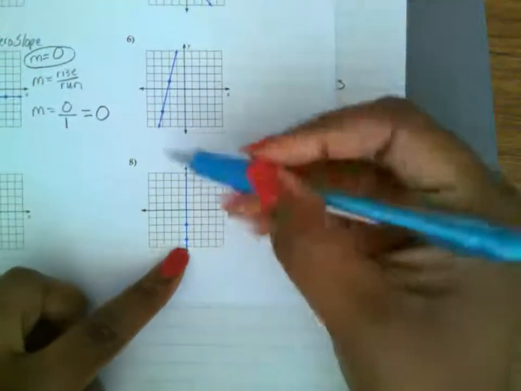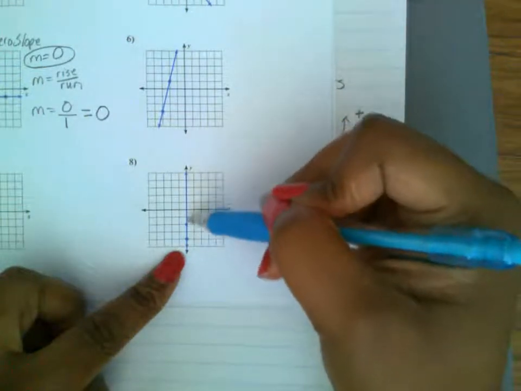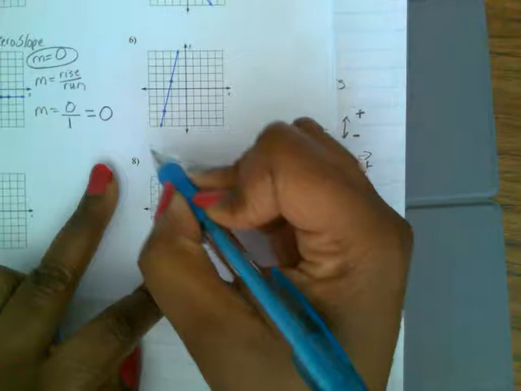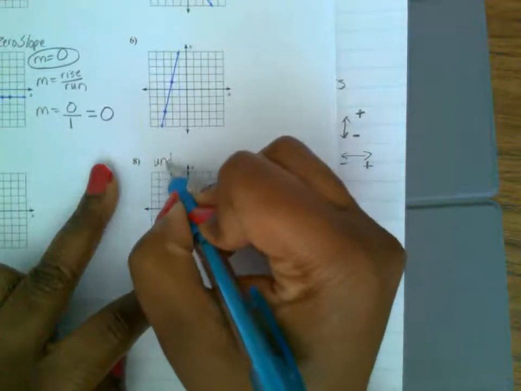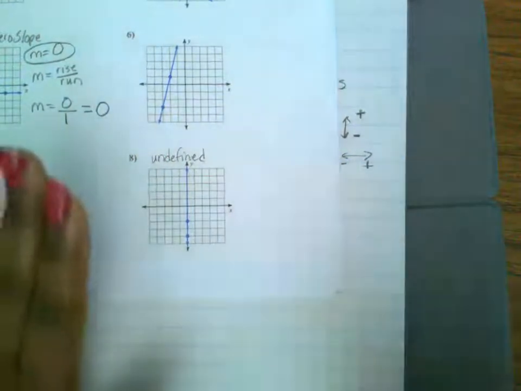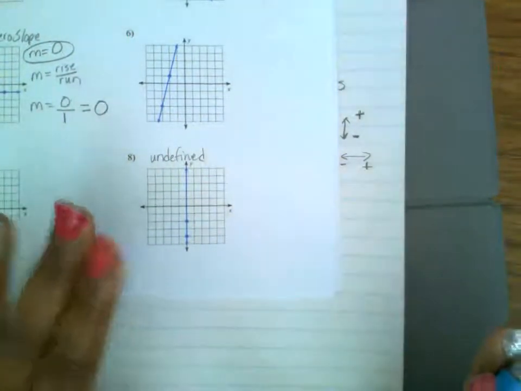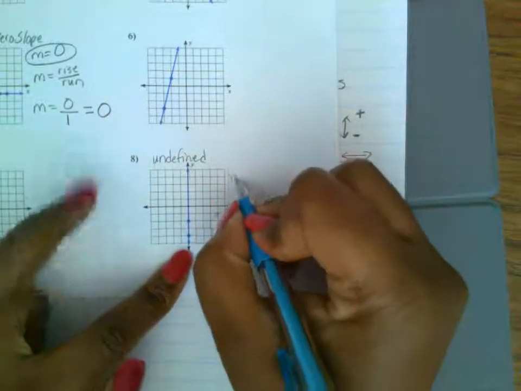this one's different. This line is going straight up and down. It's a vertical line. The kind of slope that this is, is undefined. Okay, and that's your answer there. How I get that answer mathematically, I'm going to go ahead and show you.